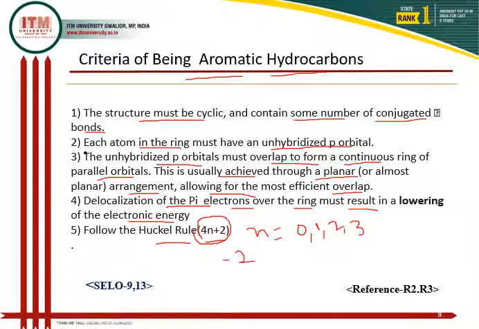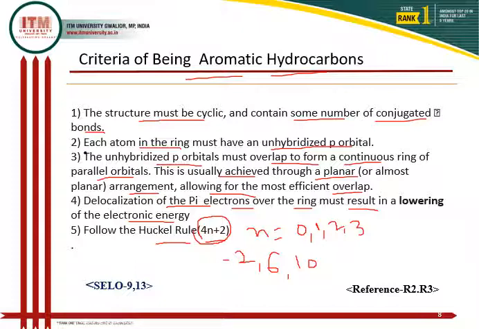If I put n equals 0, what will be the number? The number is 2 pi electrons. If I put n equals 1, then it is 6. So likewise, it comes 2 pi electrons, 6 pi electrons. Then we have 10 pi electrons if I put the value n equals 2. So the number of pi electrons will be 2, 6, 10. That is the aromatic hydrocarbon.